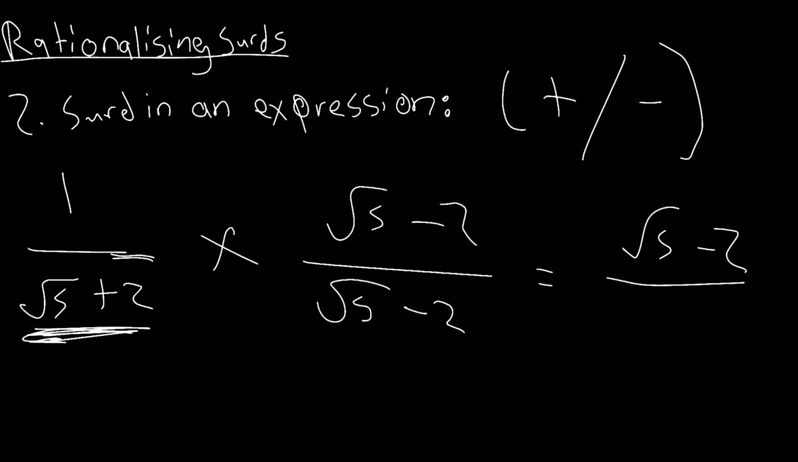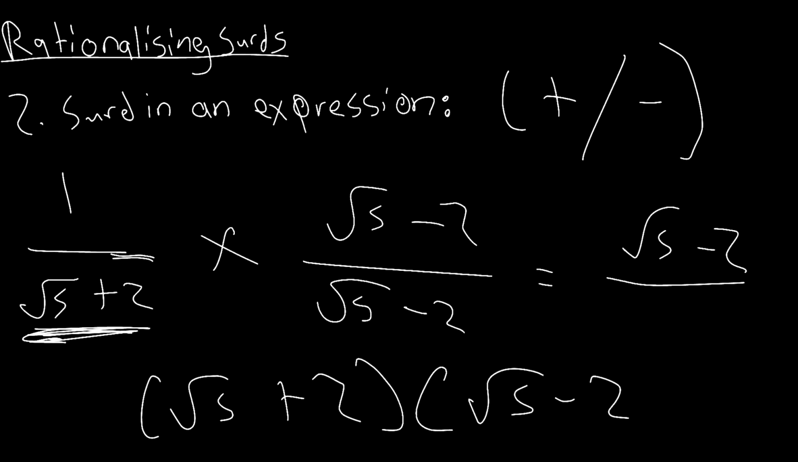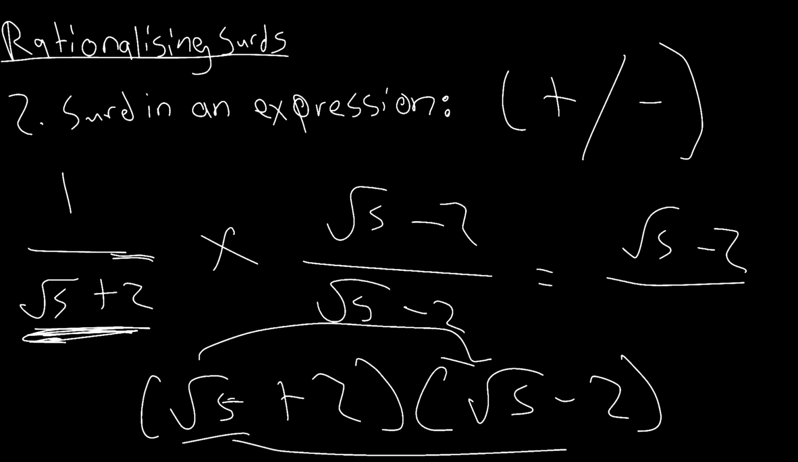And then the denominator. Now, root 5 plus 2 times root 5 minus 2 is a case of double brackets, where it is formatted like this. If you do not know how to do double brackets, to just make it quick, all we have to do is this first root 5, we'd multiply it by this root 5 and this minus 2, and then this plus 2, we'd multiply it by this root 5 and this minus 2.